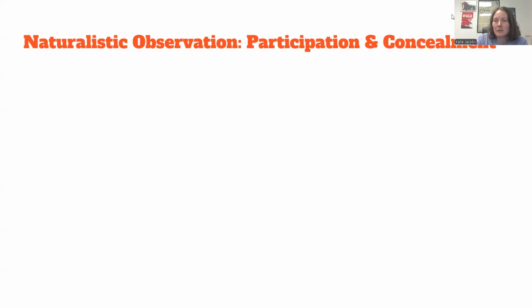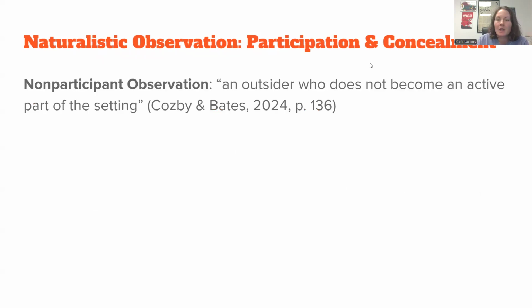And so there are some problems with naturalistic observations. So let's talk about participation and concealment. In naturalistic observation, there's two different types of observers or different types of observation. The person doing the observing could be considered a non-participant observer or observation. And this is when an outsider does not become an active part of the setting.